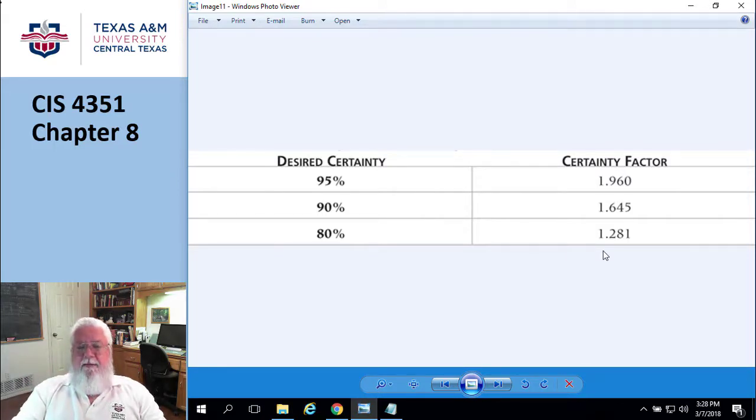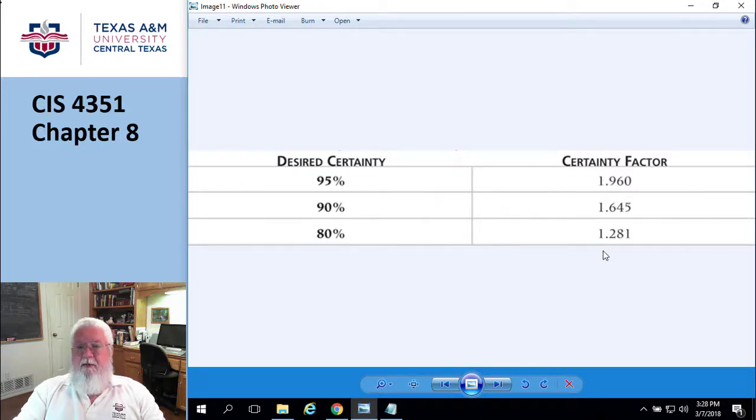So let's say that I'm 95% certain that I can catch the error with a sample. That means my certainty factor is 1.96. And then I have an acceptable error rate of 10%. In other words, if it's more than 10%, I've got to do something. If it's less than 10%, I'm going to let it go. So 95% certainty and 10% acceptable.